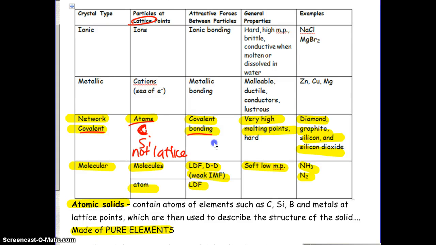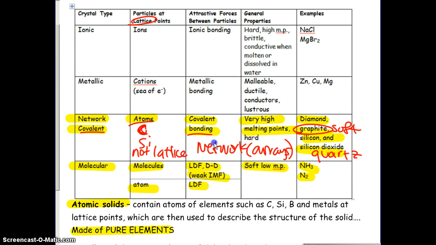And one interesting part of this is that since it has a network, a vast array of bonds, it has an extremely high melting point, and it's very hard. An example of this is diamond. You'll notice that graphite is here too, except this one's a soft version of diamond, I guess you could say, until we get into the extreme detail. Silicon and silicon dioxide, which is quartz or sand, is also very hard. So those are some good examples of that.